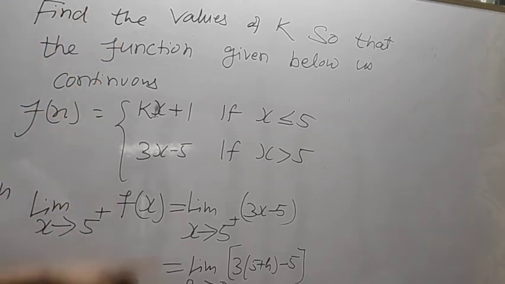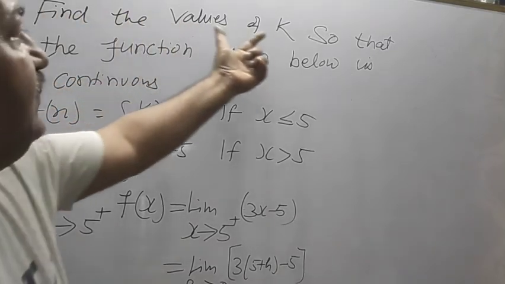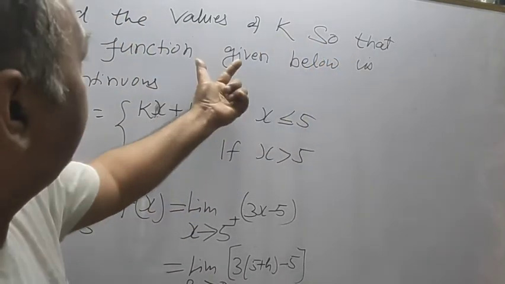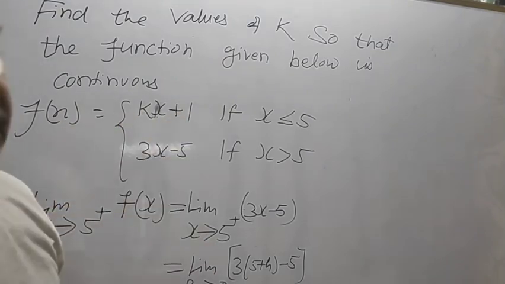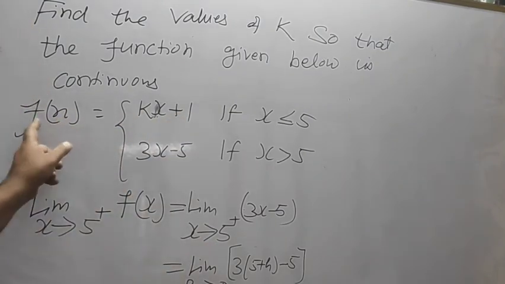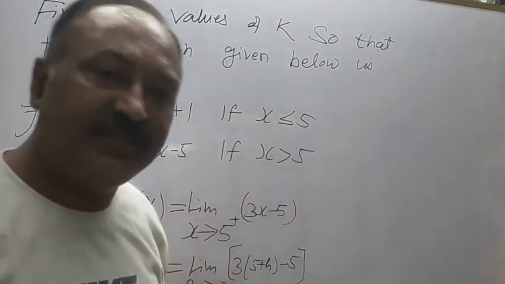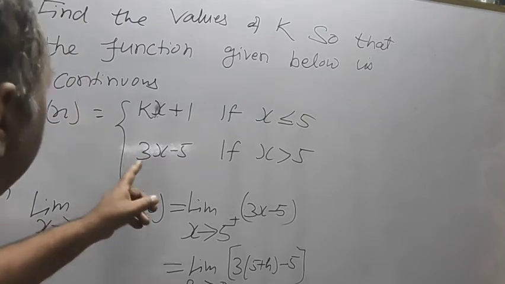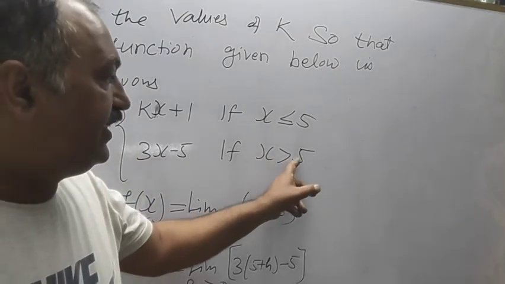Question number 29, exercise 5.1. Question is, find the values of k so that the given function is continuous function. The given function is f of x is equal to kx plus 1 if x is less than or equal to 5, and f of x is equal to 3x minus 5 if x is greater than 5.